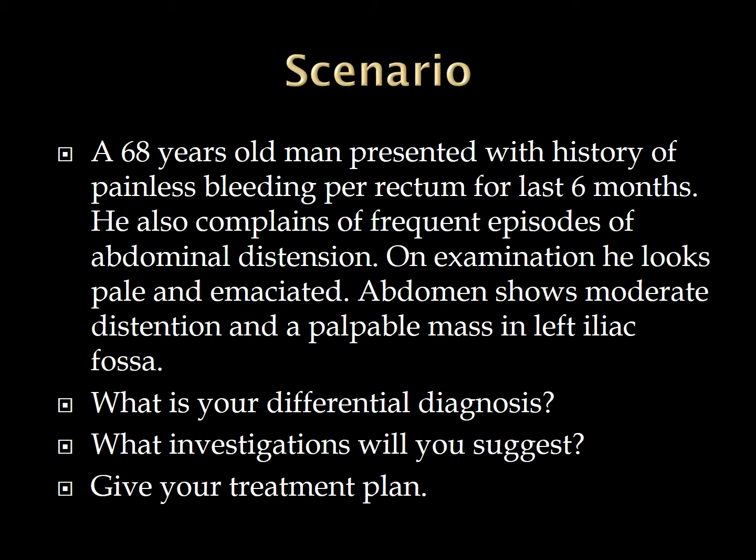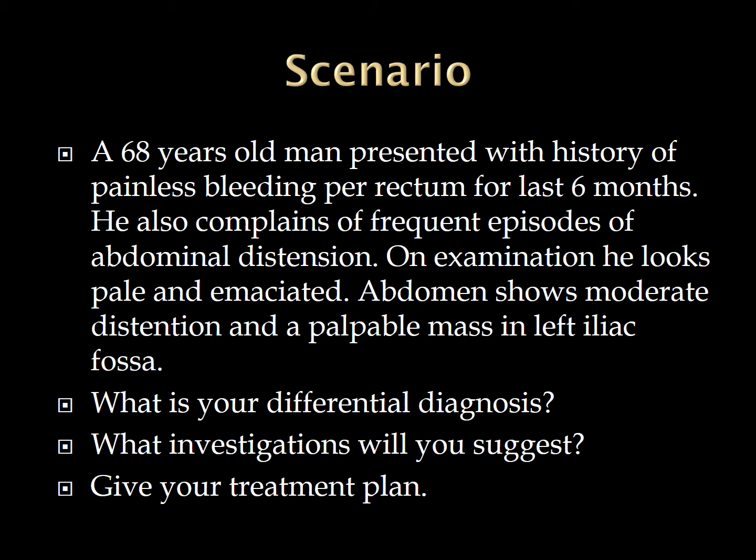A 68 years old male presented with history of painless bleeding per rectum for last 6 months. He also complains of frequent episodes of abdominal distension. On examination, he looks pale and emaciated. Abdomen shows moderate distension and a palpable mass in the left iliac fossa. What is your differential diagnosis? What investigations will you suggest? Give your treatment plan.